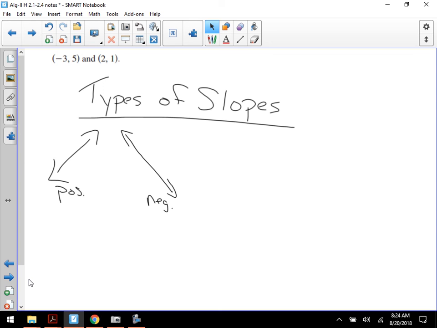And then you were just saying you had horizontal and vertical. Now, when you have horizontal and vertical lines, what direction is a horizontal line? Side to side, it goes left to right. We okay with that? Like the horizon.